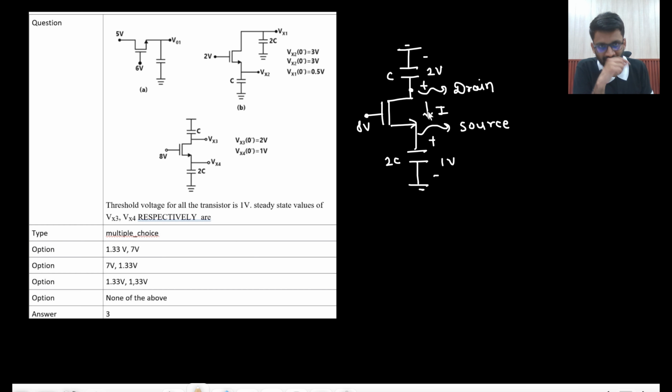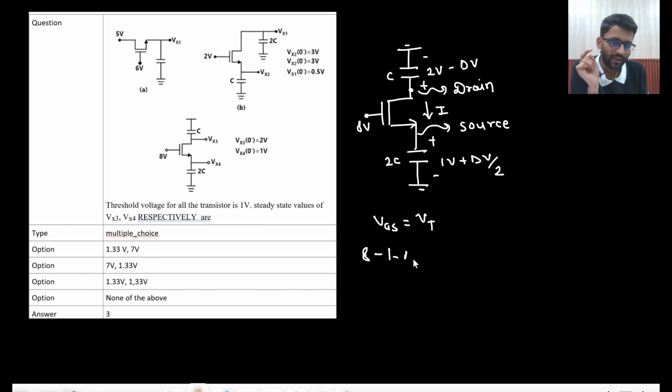Now tell me one thing, if this loses delta V, because current will flow out of this, then how much will this gain? Delta V by 2, right? Are you getting this point? If that one loses delta V, this will gain delta V by 2. Now two conditions are there. VGS is equal to VT at steady state. If I say VGS, what will be my VGS? 8 minus 1 minus delta V by 2 is equal to VT, that is 1. So 7 minus 1, 6, delta V is equal to 12.